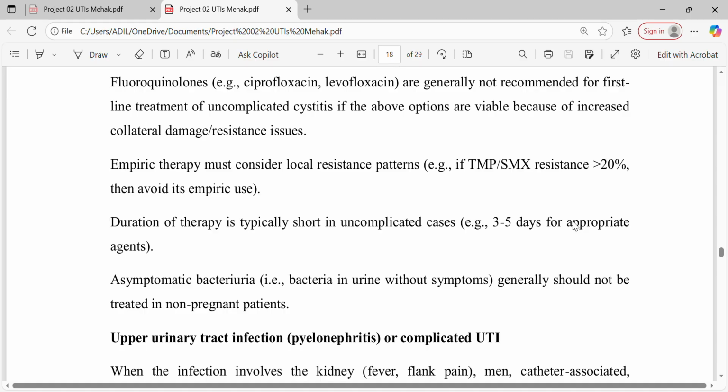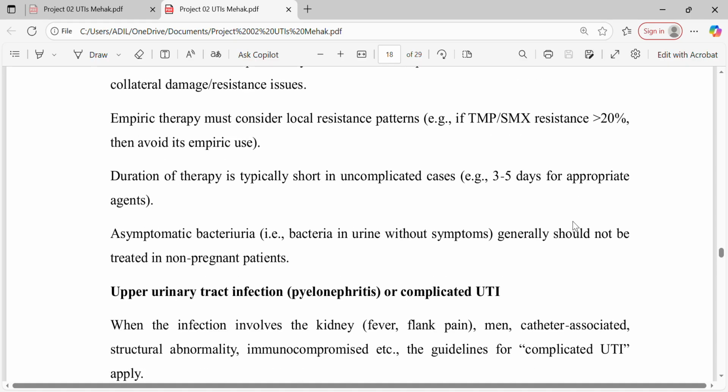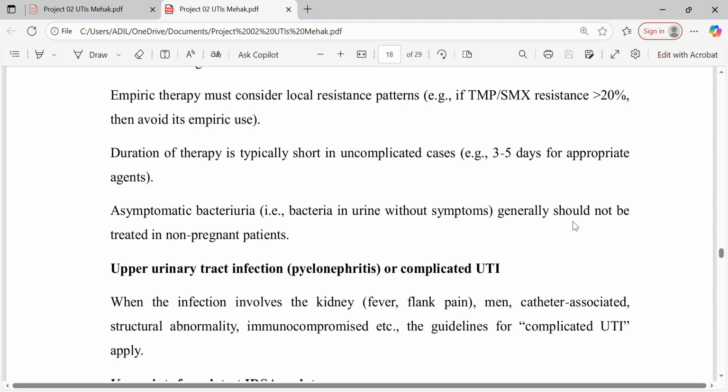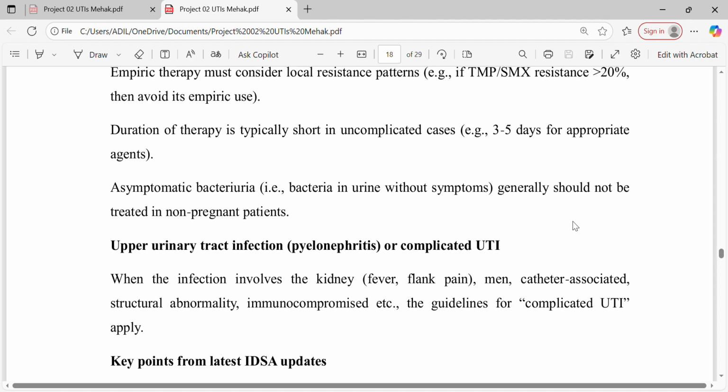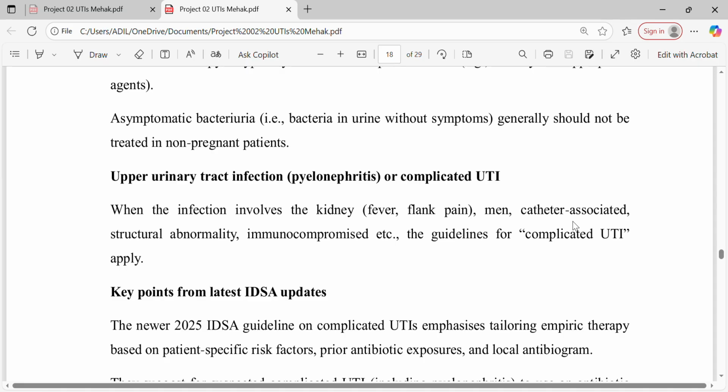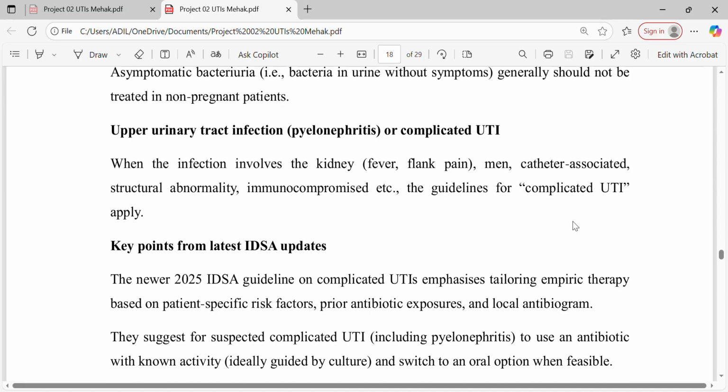Upper urinary tract infections or complicated UTI. When the infection involves the kidneys, with fever, flank pain, in men, catheterized patients, associated structural abnormality, or immunocompromised patients, the guidelines for complicated UTI apply. Key points from the latest IDSA updates: the newer 2025 IDSA guidelines on complicated UTIs emphasize tailoring therapy based on patient-specific risk factors, prior antibiotic exposures, and local antibiogram.